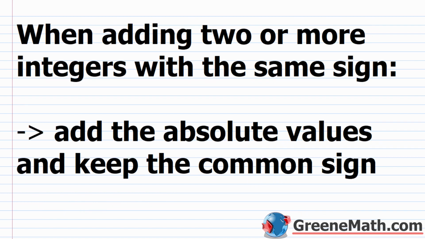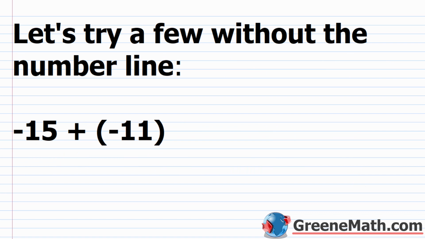All right, so let's look at the rule, which I think is pretty easy at this point to understand. When adding 2 or more integers with the same sign, you add the absolute values and keep the common sign. So very, very simple. So let's try a few without the number line. We have -15 plus -11. So again, this is negative and this is negative. So just put a negative and then just pretend these two numbers are positive.